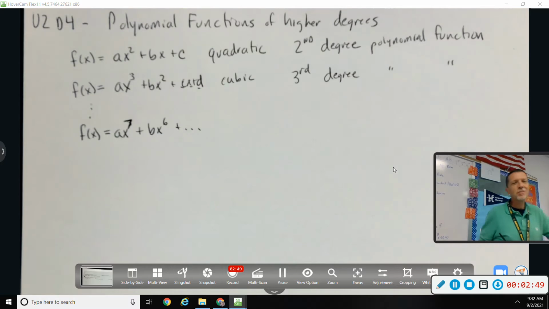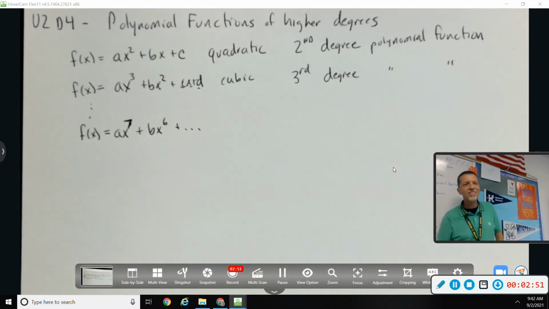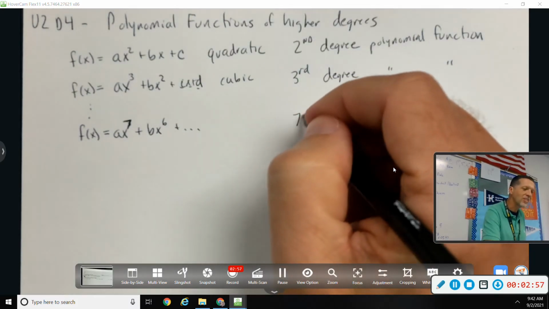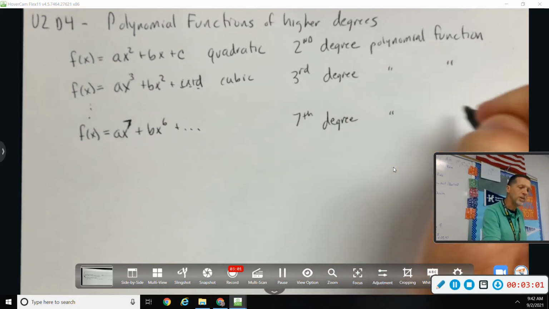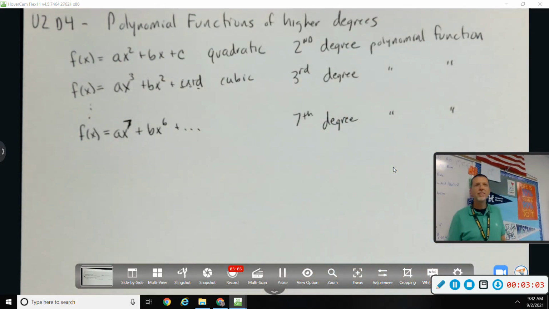So let's just skip down. If we had ax to the 7th plus bx to the 6th, I don't know what the name of it would be, but it's a 7th degree. It probably has a name. Isn't sept like septuplet? So it might be a septic function, which is kind of funny. And you could have an octic function maybe. You get the idea. We're not going to write any more down, because whatever the highest power is.